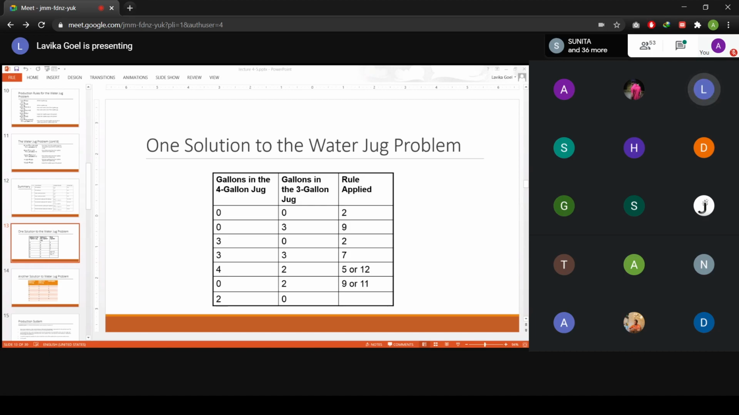Okay. So like this, you can actually generate the set of states which can lead towards your goal state. And every state which you are generating is by the use of some rule. So you have to also mention the rule which you are applying to get the next state. So this is one solution to the water jug problem. Can anybody tell me some other solution for solving this problem? Can you think of any other solution? Can anybody write in the chat box and tell what could be the other solutions? Any other solution?